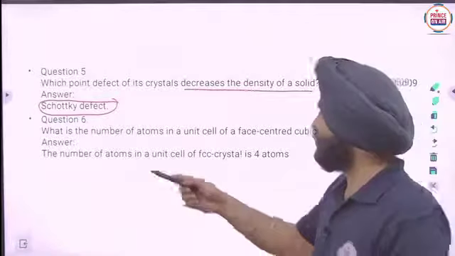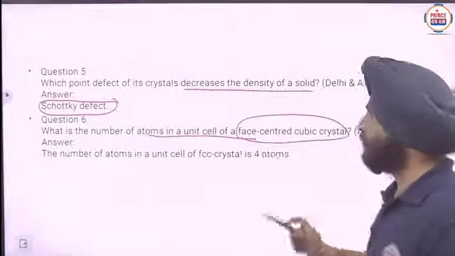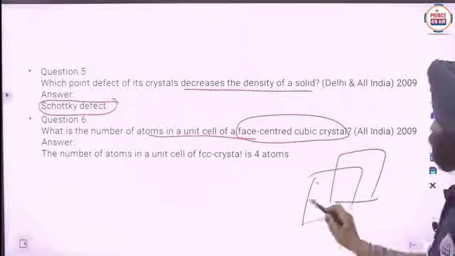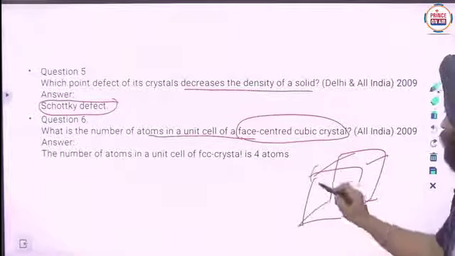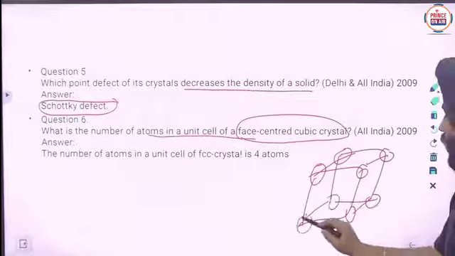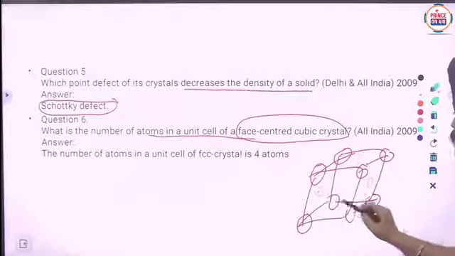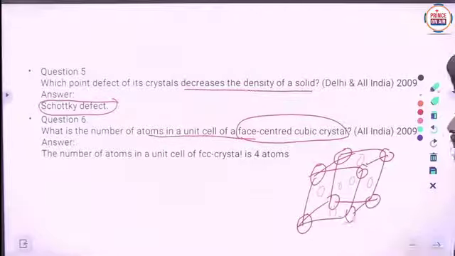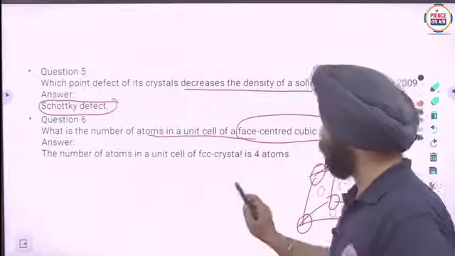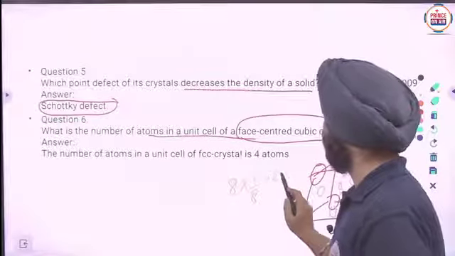Okay, so what is the number of atoms per unit face centered cubic crystal? Face centered, firstly at corners and at the center of faces. Which are present at corners? There are a total of 8, and their contribution is 1 by 8. So it will come out to be 1.